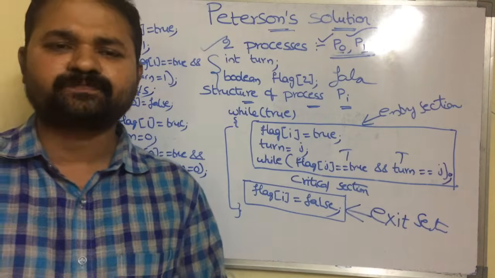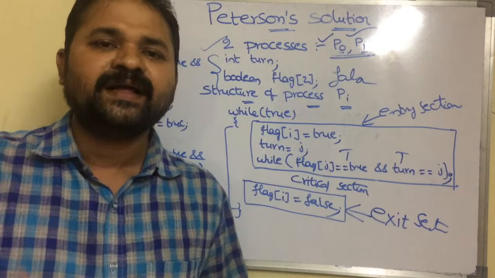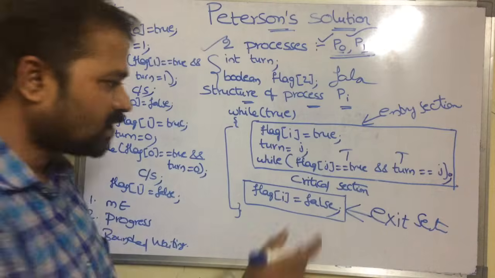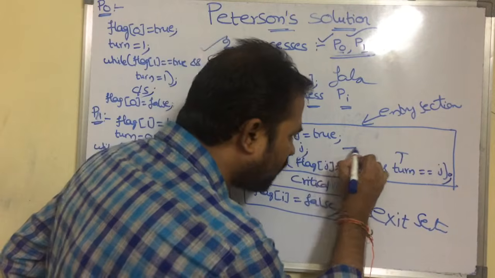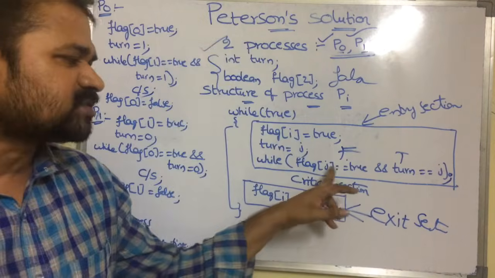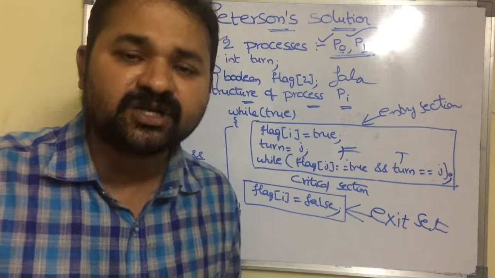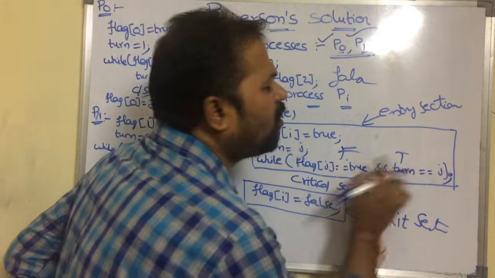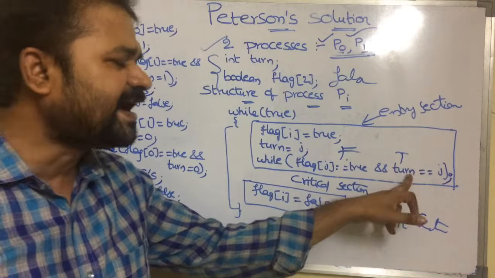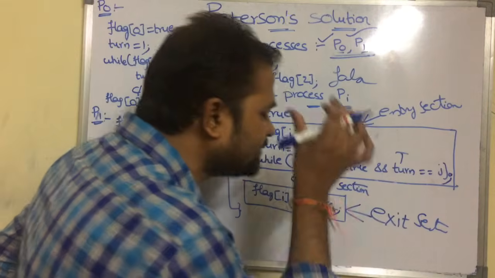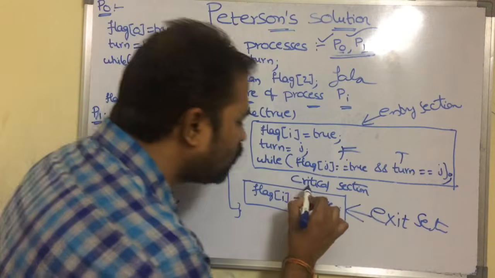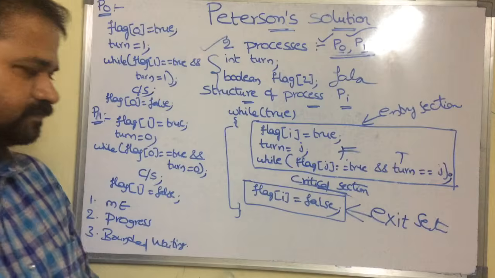Let us assume that the process Pj is not interested to enter into the critical section. So this condition will become false here. Why? Because process Pj is not interested to enter into the critical section. So false logically means false. So when one of the conditions is false, then the entire result is false. So whenever the condition is false, then the control comes into the critical section.